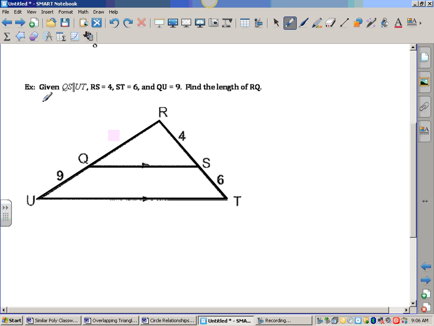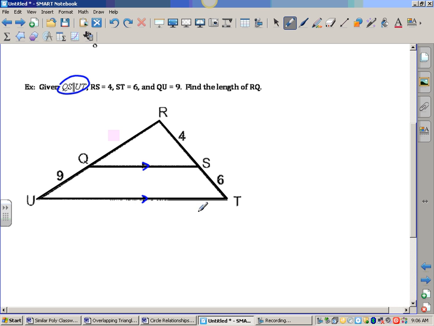So in our example, it says given QS. So you just follow the letters QS. We're talking about this segment right here. Is parallel, that's what those double lines mean, to UT right here. So you also already know that they are parallel because of these little arrows here. Again, we've talked about this, that the arrows do mean parallel. That's important. They're there for a reason.